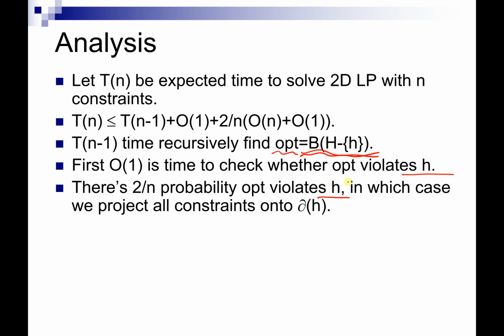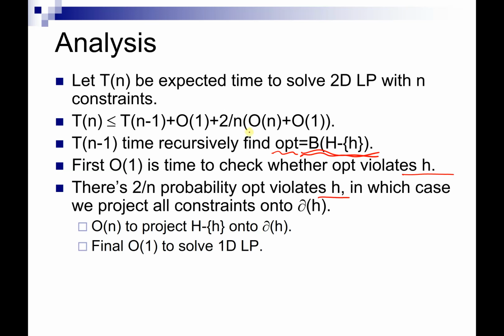If we picked one of those 2 tight constraints, and the optimum of this thing violates h, then we have to do this projection. We have to project all of the constraints onto the boundary of h, and this takes order n time because we have n constraints. That's where this order n comes from. So we have a 2 divided by n probability we have to do this. And then finally, after you do this projection, we're left with a one-dimensional LP, and because the 1D LP is just a line segment, you can solve this in constant time.